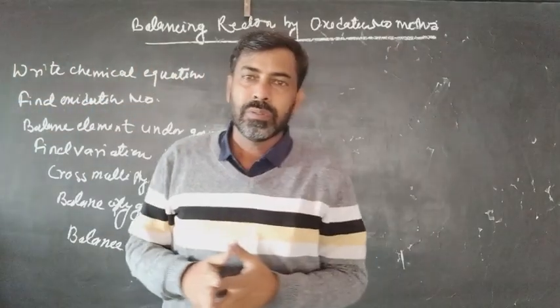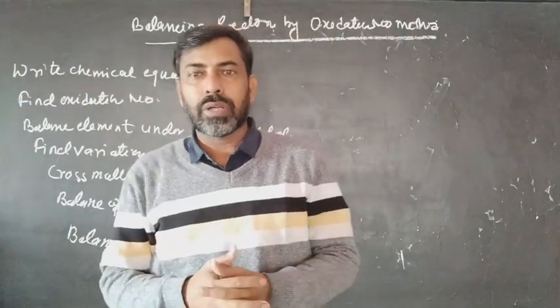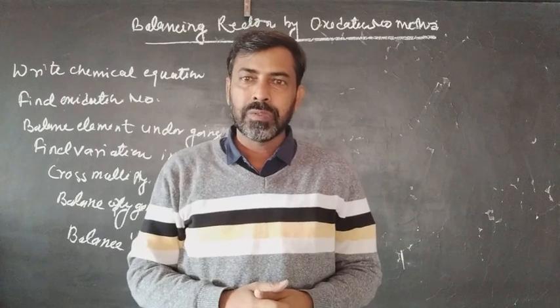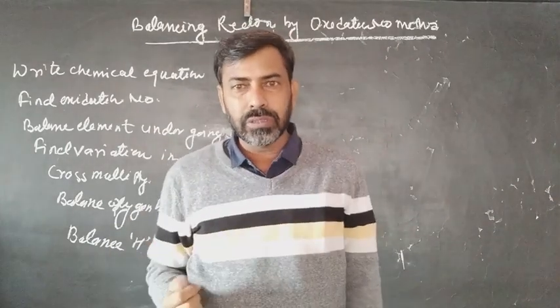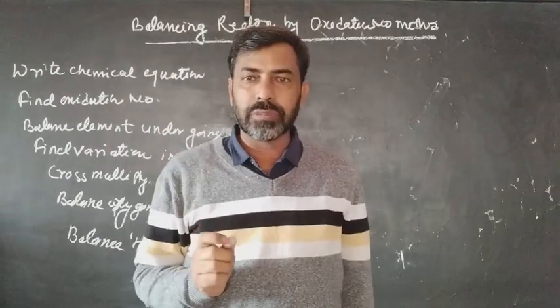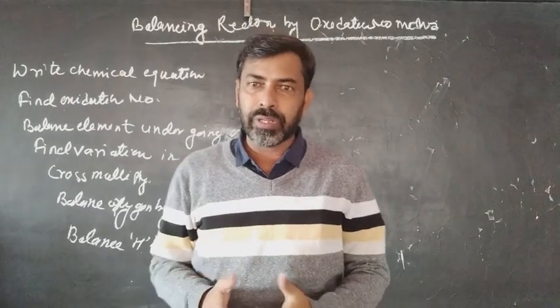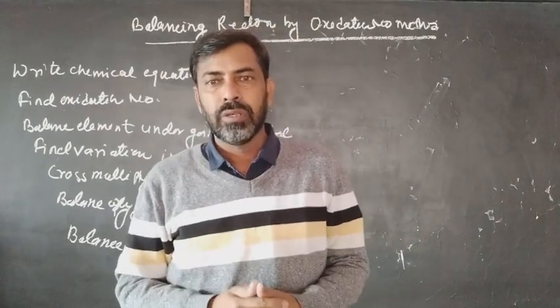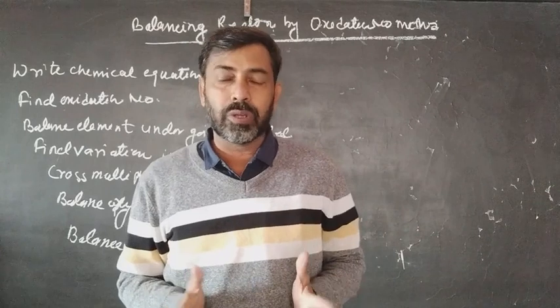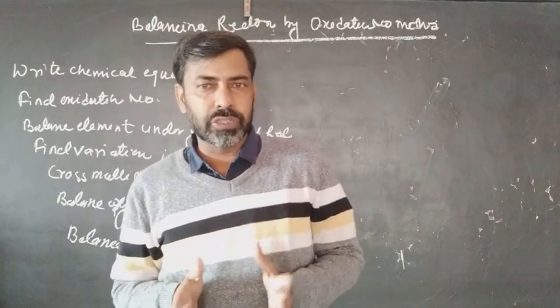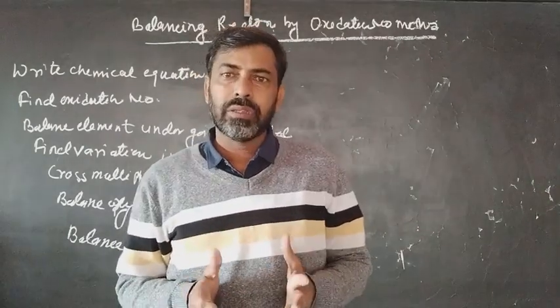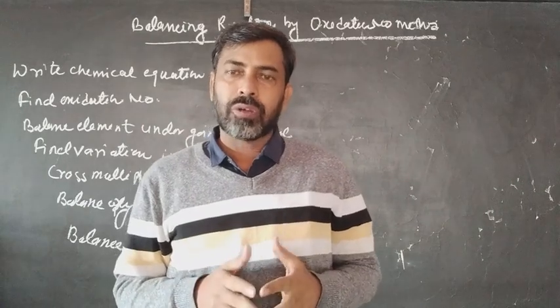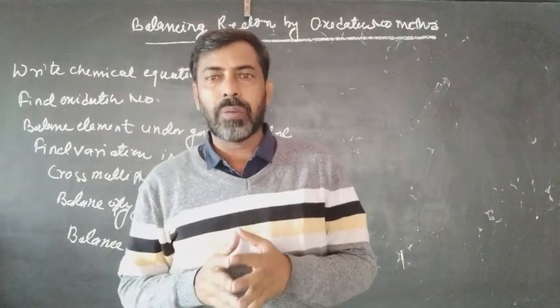Good morning everyone. Last time we discussed the types of redox reactions, and today we are going to discuss how to balance a redox reaction. There are different methods for balancing redox reactions. In your syllabus there are two methods: the oxidation number method and the ion electron method, also known as the half reaction method.